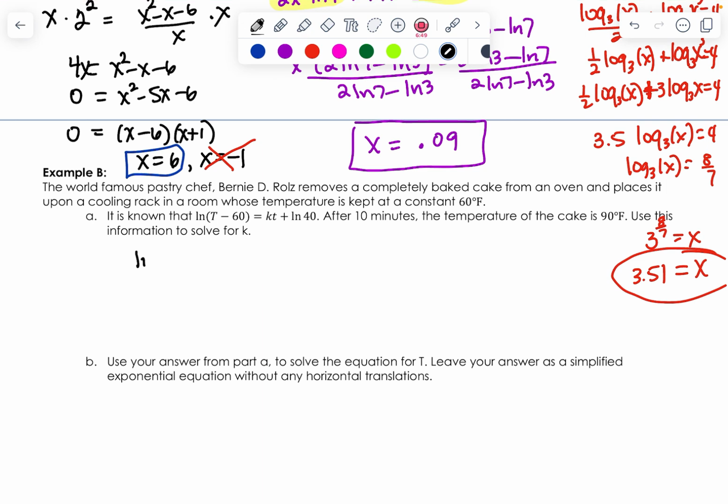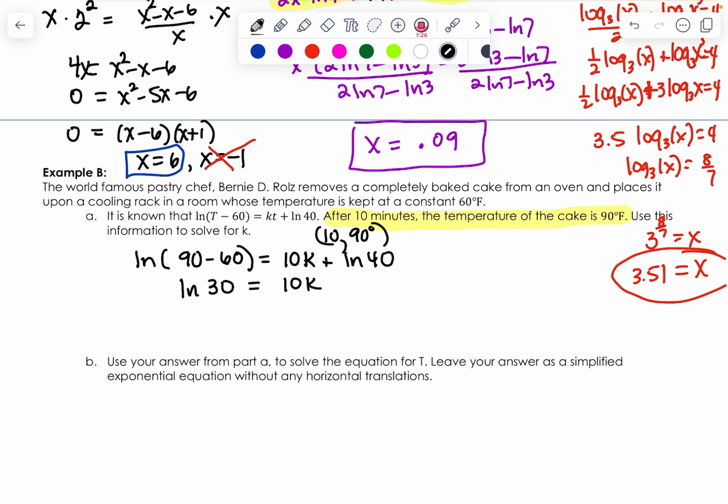So what I'm going to do is replace capital T with 60. Oops, sorry. Not 60. Let me try that again. No, it says after 10 minutes the cake is 90 degrees. So that's 10 comma 90 degrees. So I'm going to make capital T 90. The time is 10, plus the natural log of 40. So that's the natural log of 30 is the natural log 10k plus the natural log of 40.